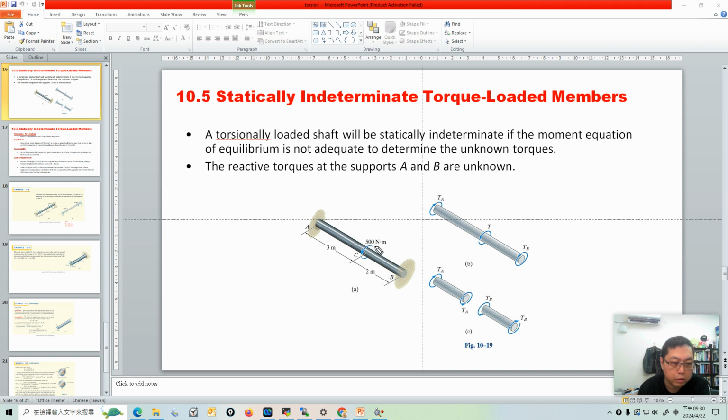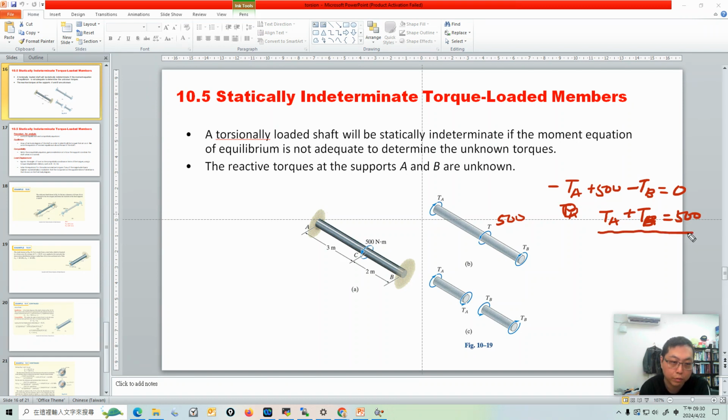So we apply this 500 newton meter, and it's counterclockwise, so it's 500. For the whole system, we assume TA is clockwise. So it's minus TA plus 500 minus TB, since clockwise is negative, equal to zero. Then we see that TA plus TB is equal to 500.